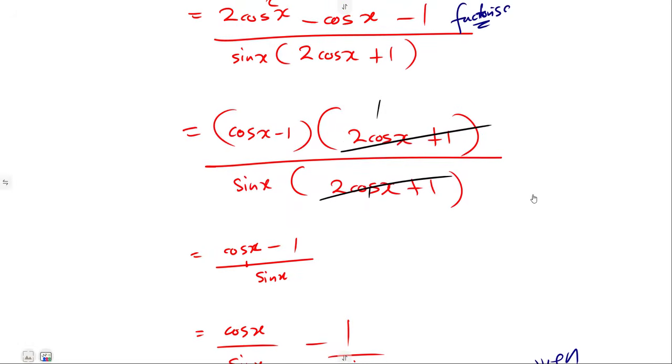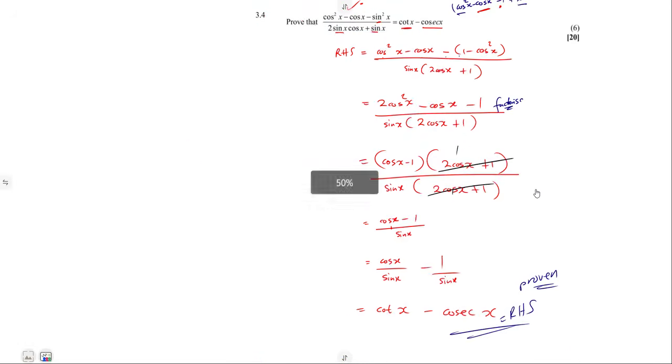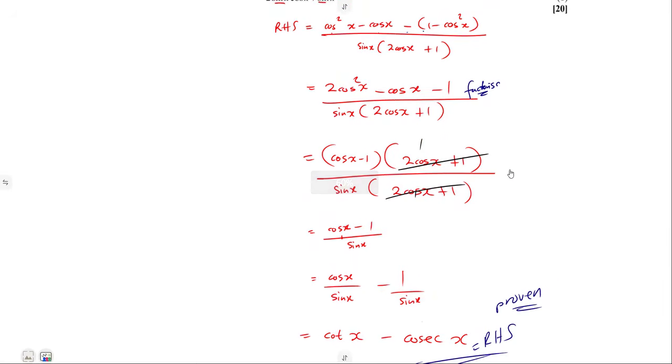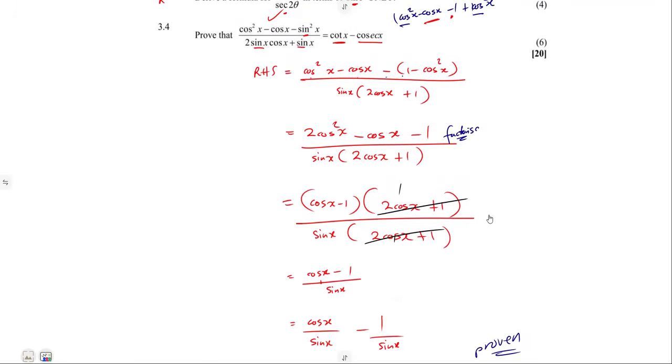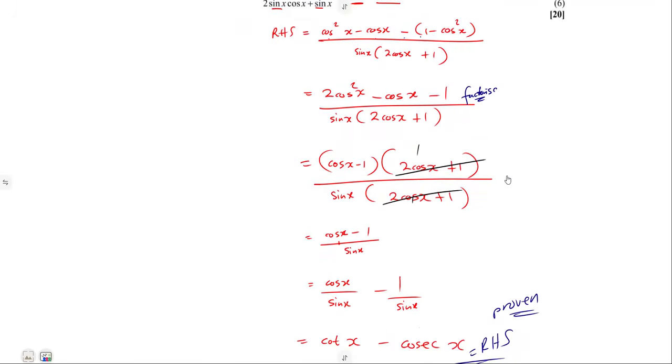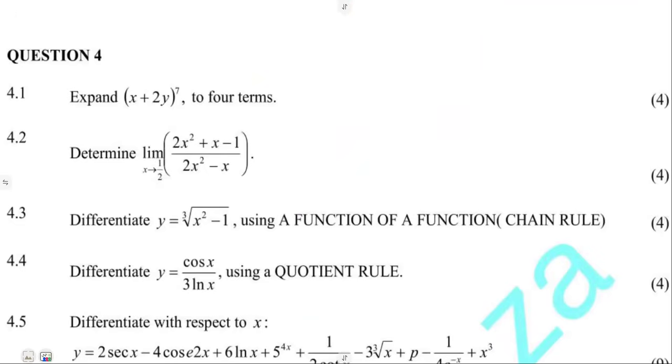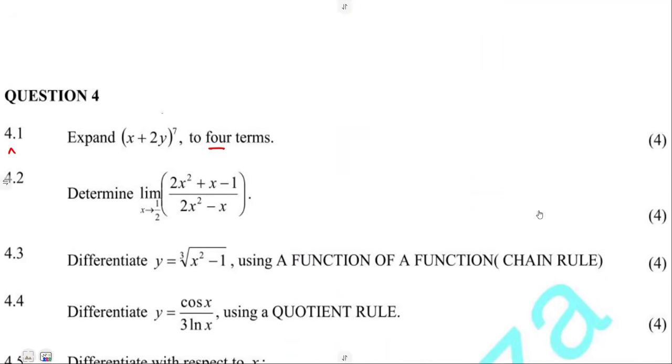So that is how sometimes these questions can be given, as you just have to play around with the given information where it is necessary, expand this and that. So that is revision, guys, all right? Question number 4, expand this to 4 terms. That's definitely our binomial theorem.